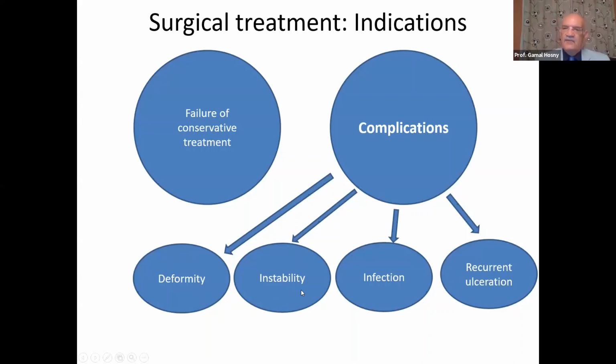Deformity. Perhaps we have equinovarus deformity, Charcot syndrome of the foot, instability of the ankle. The ankle is unstable. So when the patient starts with bearing, it goes into varus. Infection, ulcer, chronic osteomyelitis, recurrent ulceration: ulcer, improved with antibiotics, debridement, recurrence, another recurrence. So the indications for surgical treatment are either failure of conservative treatment or the occurrence of complications. What are the surgical treatments?